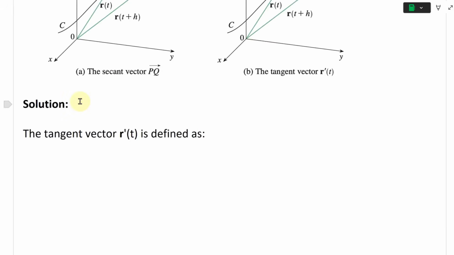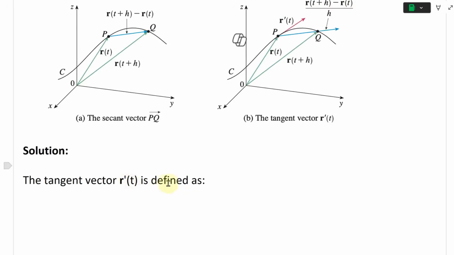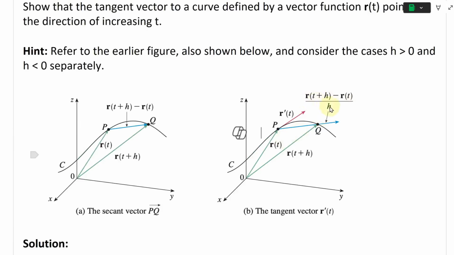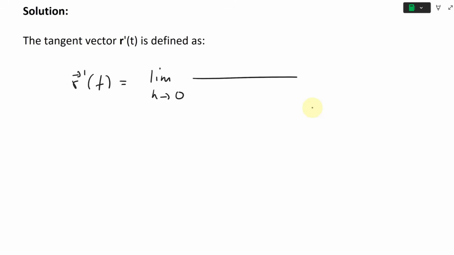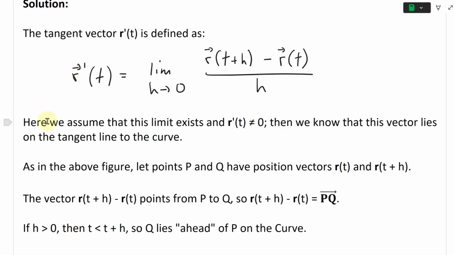Solution. The tangent vector r prime of t is defined as the limit as h approaches 0. Let's recall the definition. This is equal to the limit as h approaches 0 of r of t plus h minus r of t, the difference, so the rise, think of it as rise over run, but this is like 3D with parameters, all over h. Here we assume that this limit exists, and that the derivative r prime of t is not equal to 0.